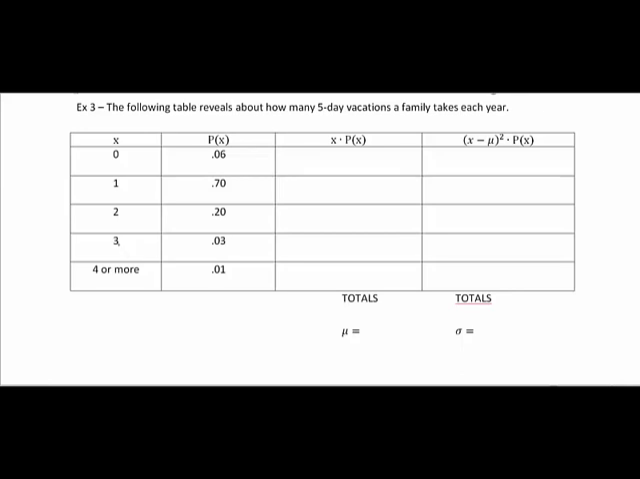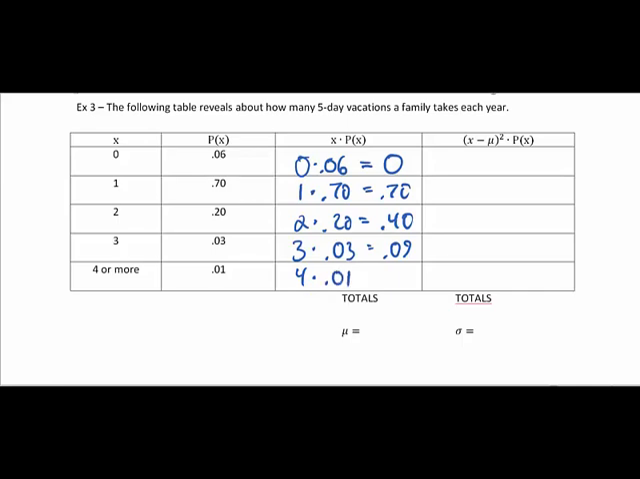20% take 2 5-day vacations, or have 10 days of total vacation. 3% have 3 5-day vacations, or 15. And then 1%, we're just going to take all the ones that are 4 or more and say that's roughly 1%. So let's find the expected value, or average.